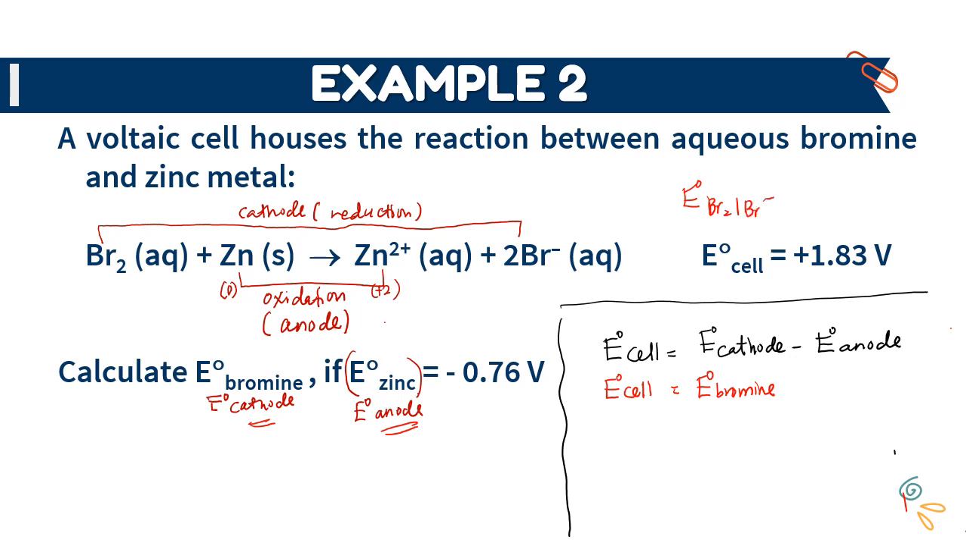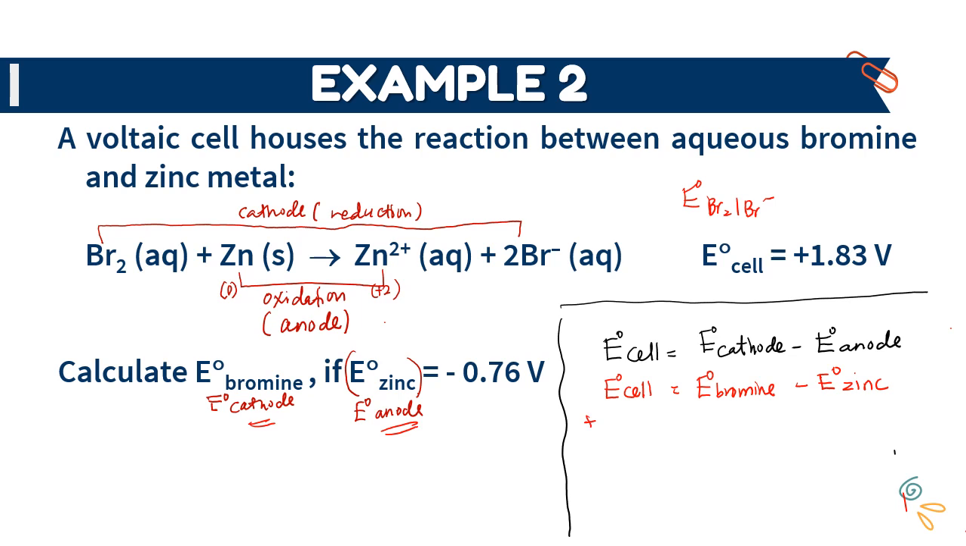If the question already gives you E naught bromine, you can write it down like this. But if the question doesn't mention anything, you can write down the process. If you are unsure how to write this part, it is allowable to write just E naught bromine. So let's continue. Minus your E naught zinc, because that is your anode. Substitute all the values that you have.